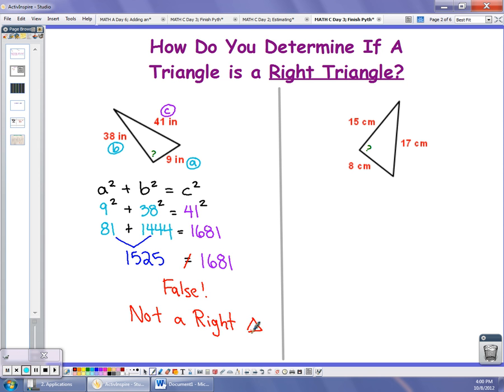Well, let's go ahead and take a look at the other one. Here, once again, we have the three sides, 15, 8, and 17. We can go ahead and once again use the Pythagorean theorem, a squared plus b squared equals c squared. And again, identify what is c. Again, c must be the longest side, so in this particular case, c must be 17.